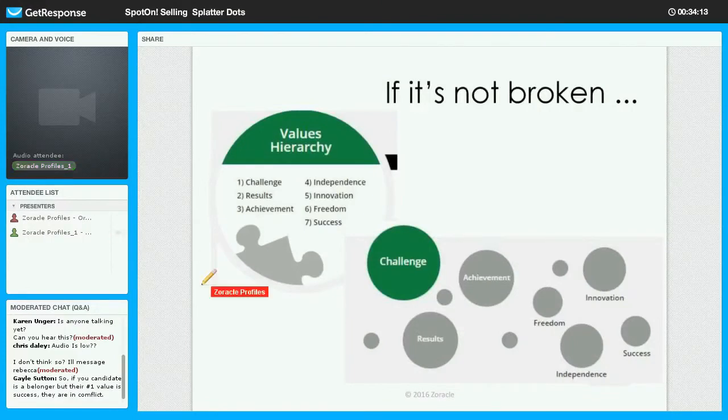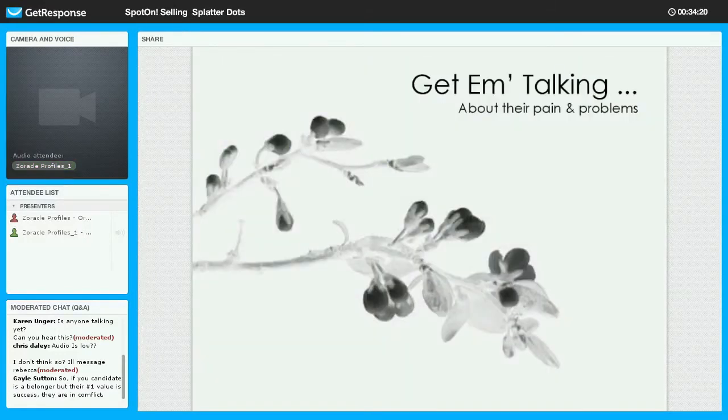Well, imagine in 5 years having more, having additional. That differential will create a certain place of pain. So how do we get them to talk about their pain? That's the goal you're wanting to do, is to get them to start to talk about their pain. The splatter dots simply give you the word, the trigger point to encourage that conversation.